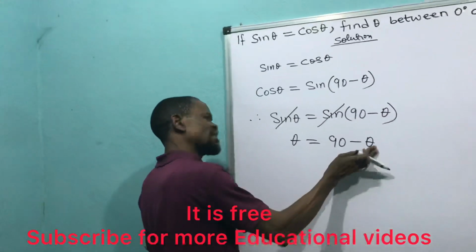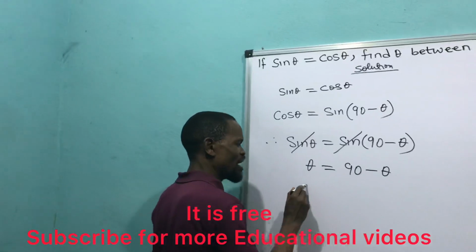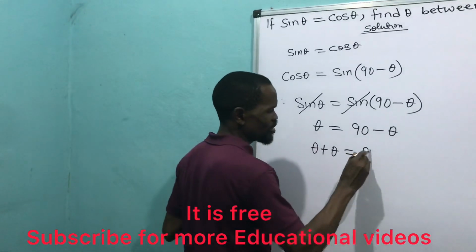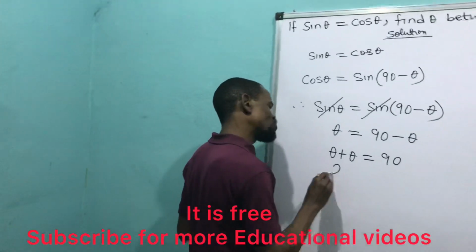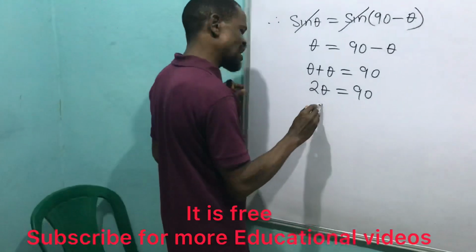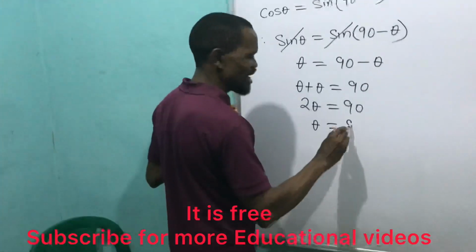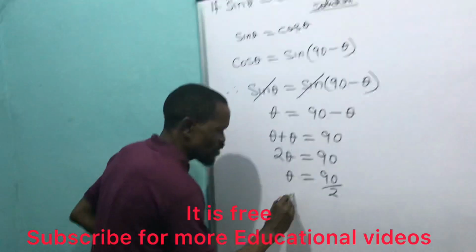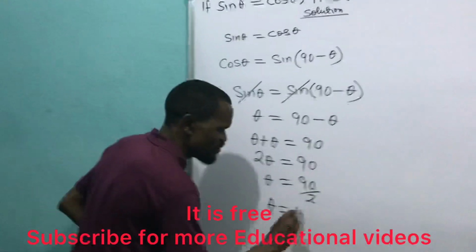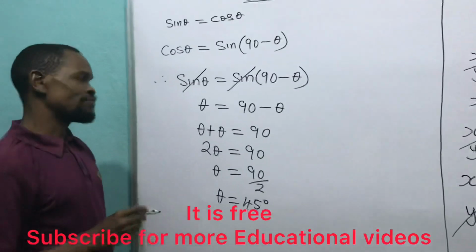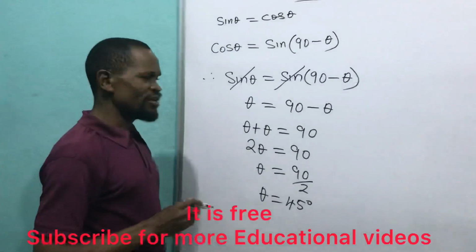Taking the theta over here, I will have theta plus theta is equal to 90. I will then have 2 theta is equal to 90. Then theta is equal to 90 divided by 2. Then I can say theta is equal to 45. I think you get me now. Theta is 45 degrees.